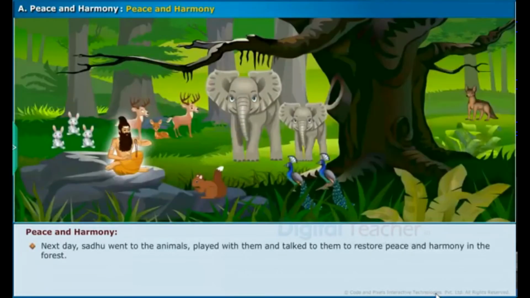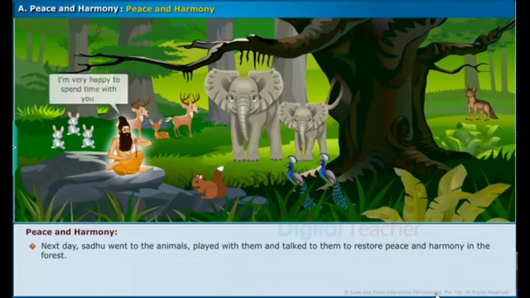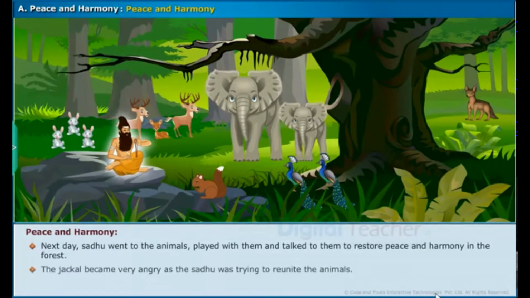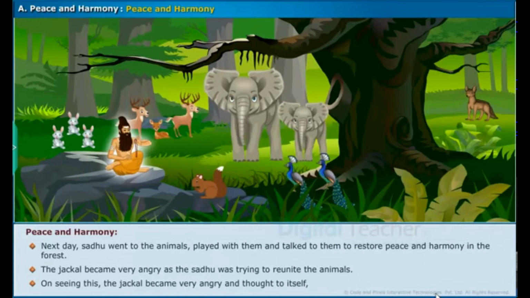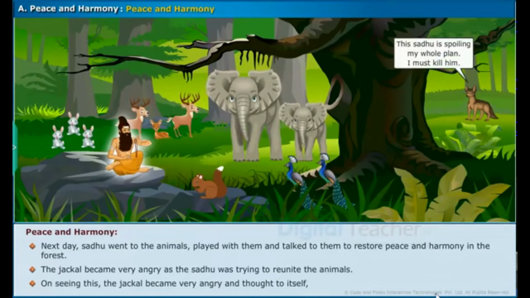Next day, the sadhu went to the animals, played with them, and talked to them to restore peace and harmony in the forest. "I am very happy to spend time with you." The jackal became very angry as the sadhu was trying to reunite the animals. On seeing this, the jackal thought to itself, "This sadhu is spoiling my whole plan. I must kill him."